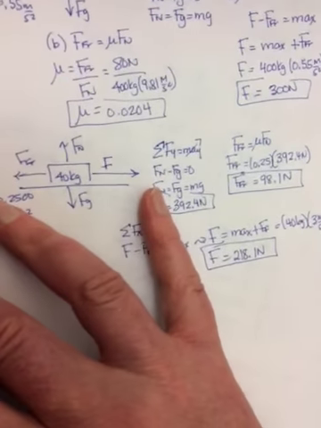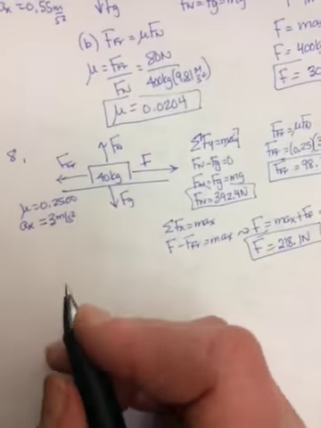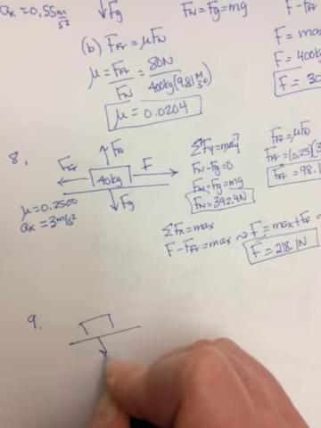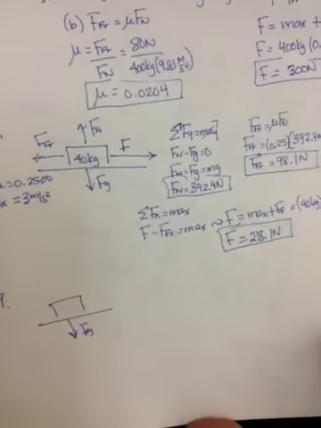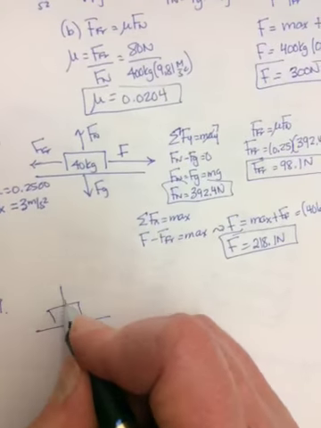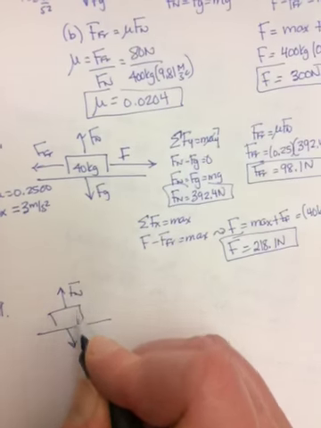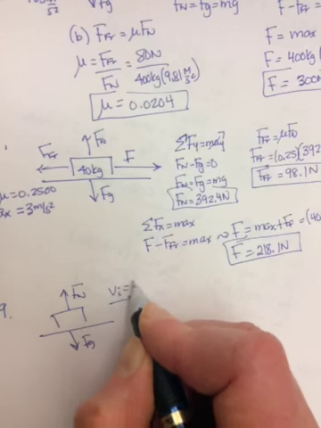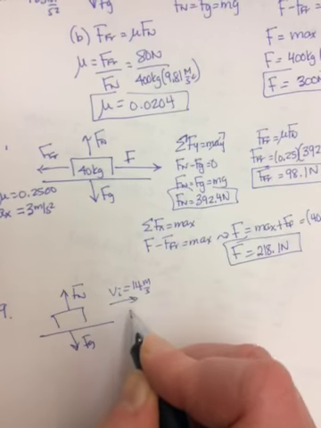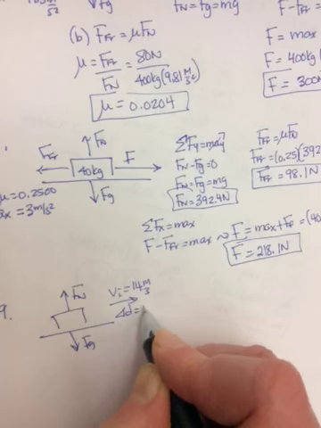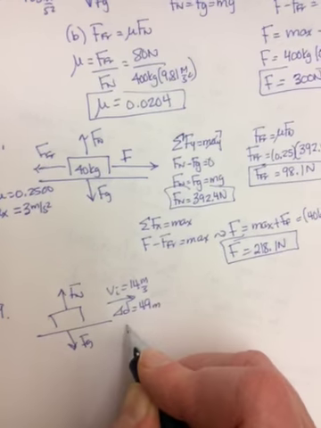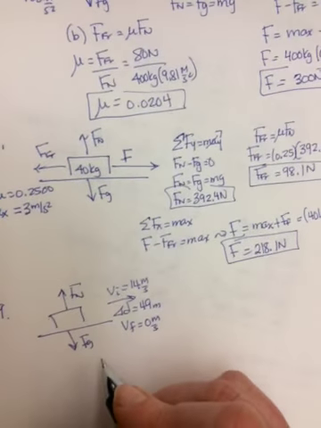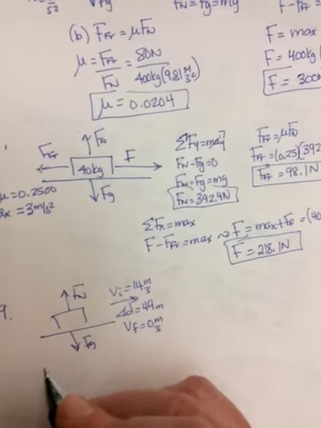That is number 8. Number 9, curling stone. Okay, so acting down is Fg. My paper slanted, sorry about that. Acting up is Fn. It is thrown with an initial velocity, so Vi is 14 meters per second. It travels delta D, 49 meters before coming to rest. Vf is 0. What is the coefficient of friction?